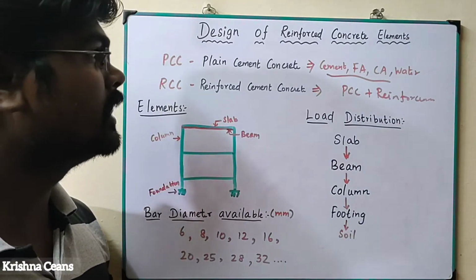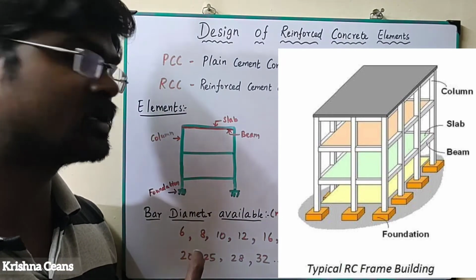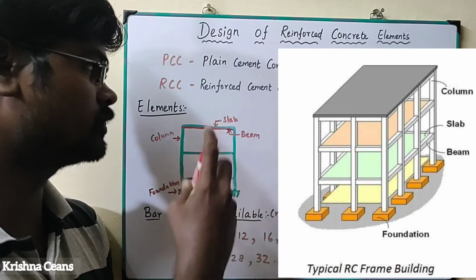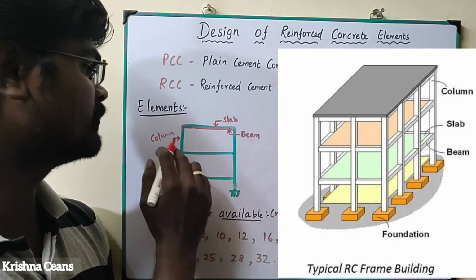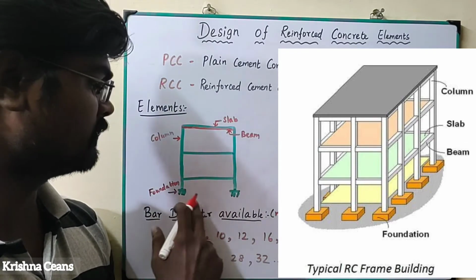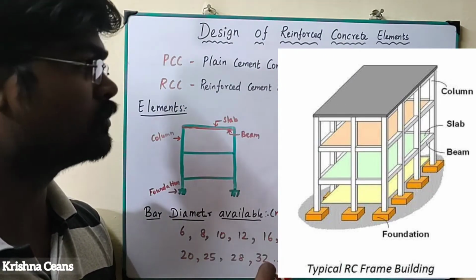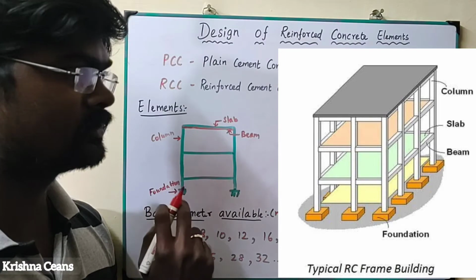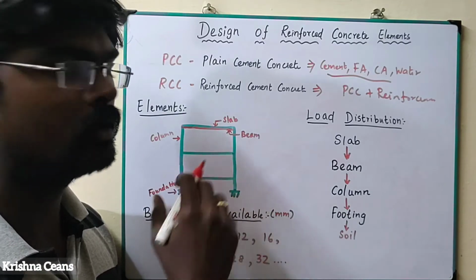So what is meant by elements? In the building, elements are the small structural components. First, this is the slab or floor, then this is the beam, then this is the vertical member, which we call a column, and finally the foundation. Below the ground level we construct the foundation. So these are the elements. In DRC we are going to design these structural elements: slab, beam, column, foundation or footing.